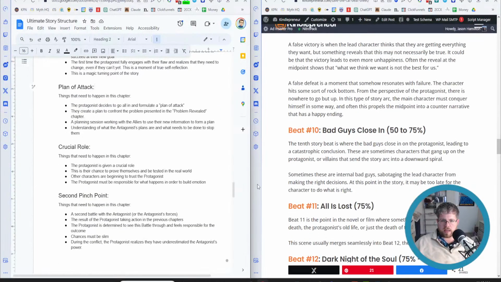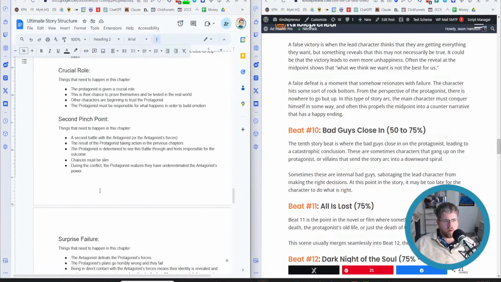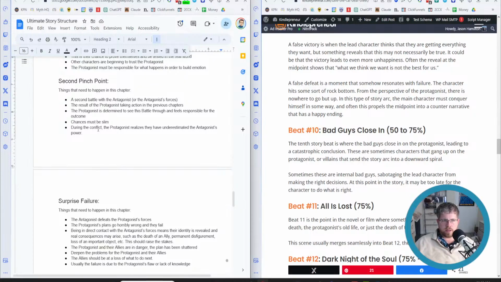Bad guys close in. The 10th story beat is where the bad guys close in on the protagonist, leading to a catastrophic conclusion. There are sometimes characters that gang up on the protagonist or villains that send the story arc into a downward spiral. Sometimes these are internal bad guys sabotaging the lead character from making the right decisions. At this point in the story, it may be too late for the character to do what is right. So that sounds like the second pinch point.